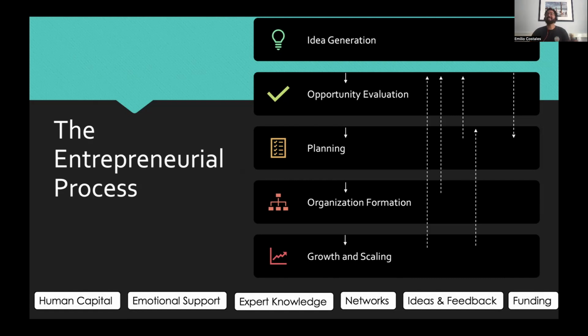Because despite the hero narrative that shines a light on the Bezoses and the Musks and the Coates of the world, you can't be an expert at everything. The people, the partners that you surround yourself with are important. Your networks, ideas and feedback, the types of funding that you pursue, all of these play a very important role in how this process begins to manifest. And we're going to explore all of them throughout this course, but for now, we can leave it like this.